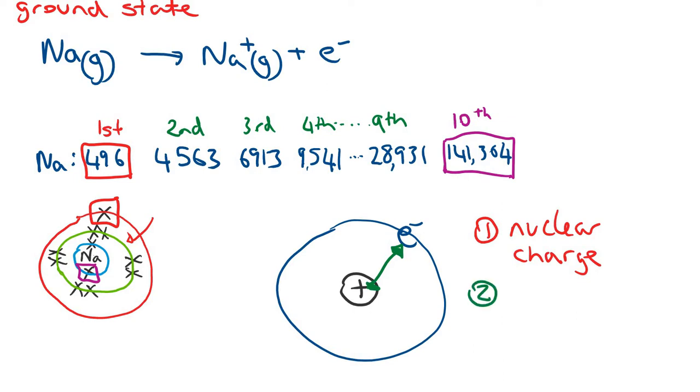The next thing we'll look at is the distance between the electron and the nucleus, which is called the atomic radius, or ionic radius for certain successive ionization energies. Okay, the greater the distance between that electron and that nucleus, the lower the ionization energy, because the easier it is to remove. So for a high ionization energy you want a high nuclear charge but a small atomic radius.